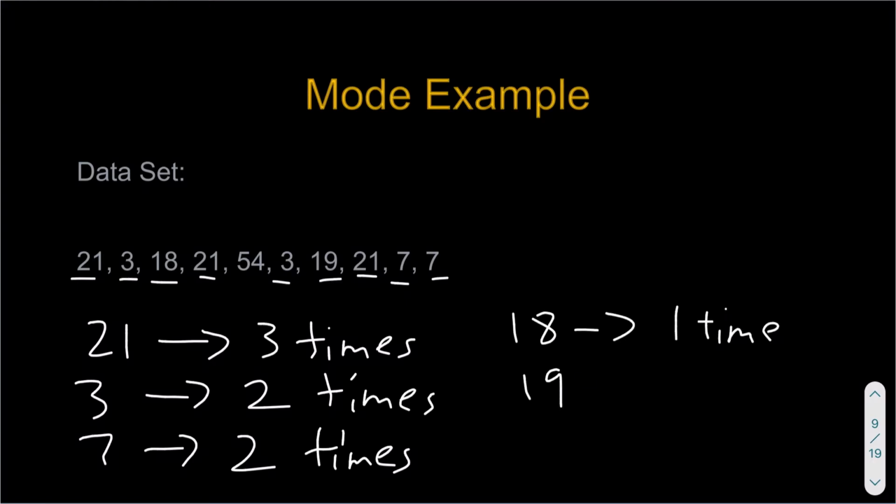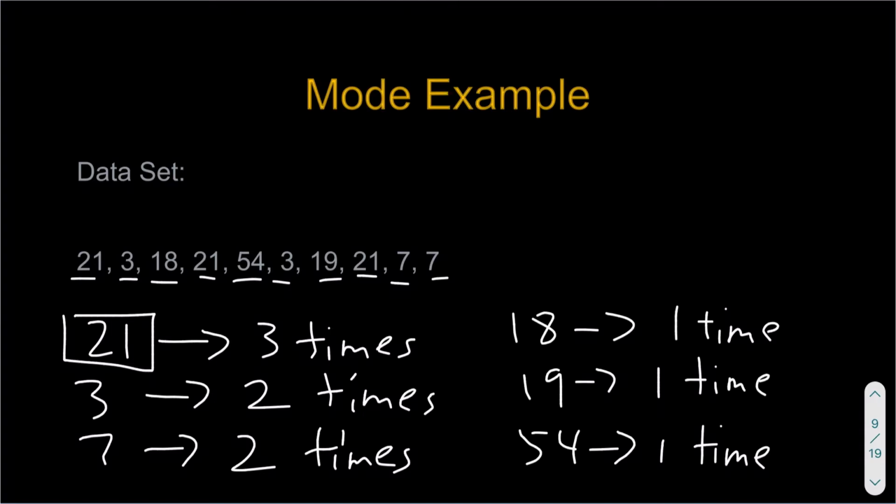19 only happens once. And 54 only happens once. Now it's clear, 21 appears 3 times, and that's more times than any of the other ones. So therefore 21 is the mode, as it appears the most frequently.